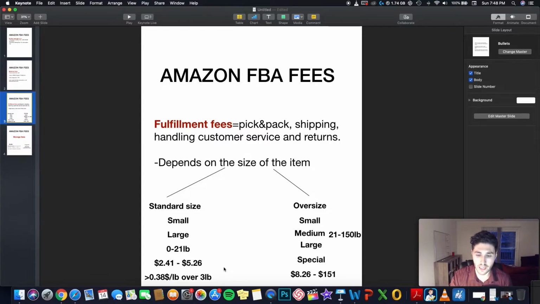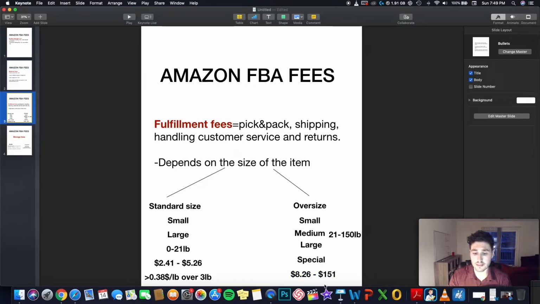Then the other tier is the oversize. Amazon categorizes products as small, medium, and large, and within these categories, all the products weigh in a range from 21 to 150 pounds. Also you have a special oversized category, which is for very heavy objects, and I don't think many people deal with these special items. Anyway, the cost for this is from $8.26 to $151.